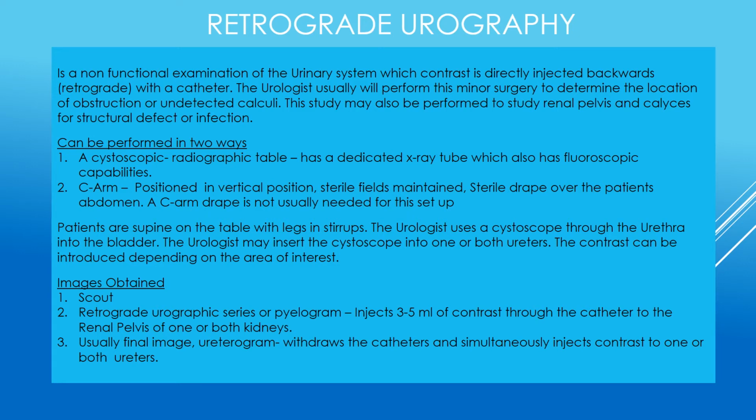Images usually obtained: a scout, then a retrograde urographic series or pyelogram, which injects 3 to 5 milliliters of contrast through the catheter to the renal pelvis of one or both kidneys. Usually a final image, a ureterogram, is taken, which withdraws the catheter and simultaneously injects contrast into one or both ureters.